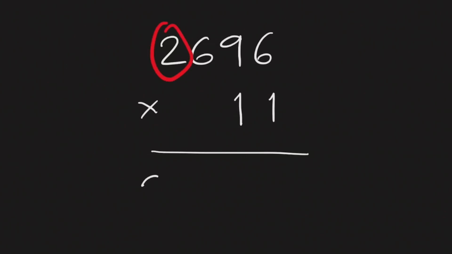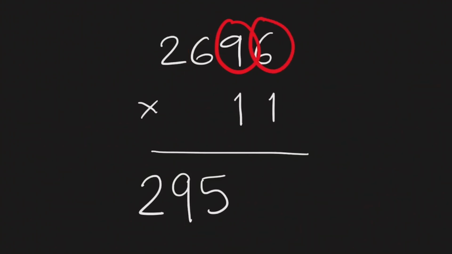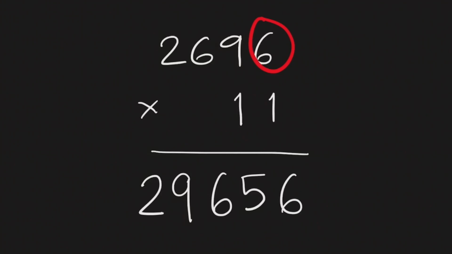So 2 will come down here, plus 6 equals 8. 6 plus 9 is 15, and the 1 carries over to 8, which becomes 9. 9 plus 6 gives us 15 again. 5 comes here, and 1 carries over to 5, which becomes 6. And the last digit will become 6. Therefore, the answer is 29,656.